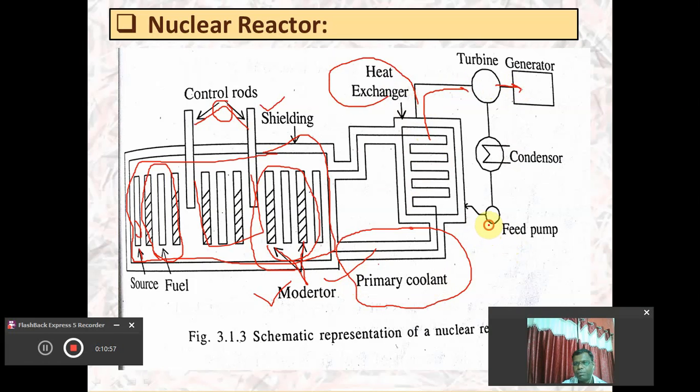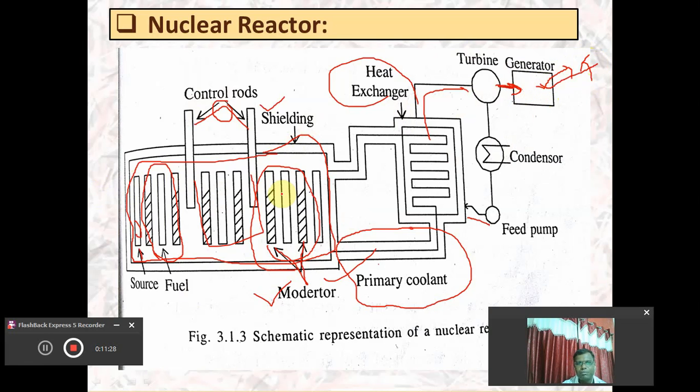Definitely, this is the feed pump which is connected to this part, the heat exchanger, in order to control the heat. And this energy or the heat is transferred to the generator. There the generator is connected to the transformer, which is the next part of our discussion. So this is actually the nuclear energy which is converted into heat, and this heat will be transferred to the generator. There it will convert this heat into electrical energy, and this electrical energy will be transferred.